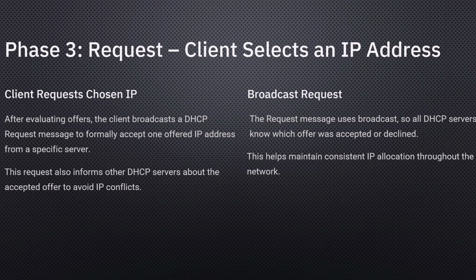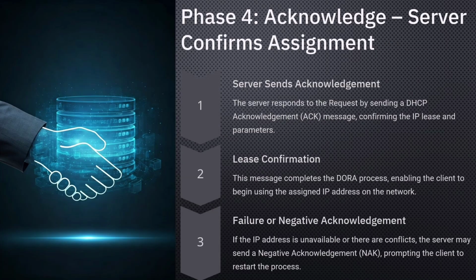So why broadcast it to everyone else then? What's the logic there? This is actually quite important, especially if multiple DHCP servers sent offers. Right, the scenario we just mentioned. Exactly. By broadcasting the request, the client effectively tells all the DHCP servers on the network, hey everyone, I've chosen the offer from this specific server. So the servers that didn't get chosen see that. Precisely. They see the broadcast request, realize their offer wasn't picked, and they can then immediately return the IP address they had offered back into their available pool for someone else.